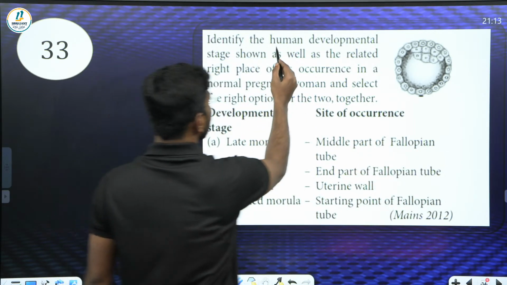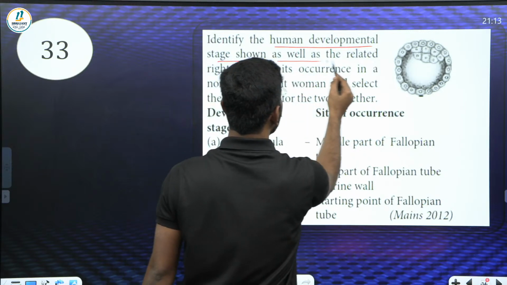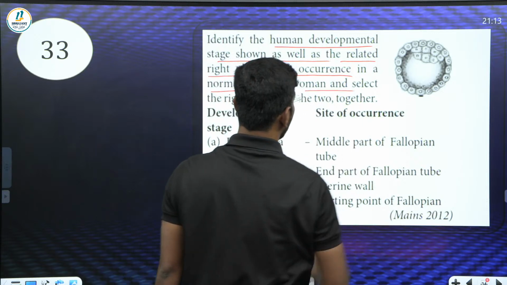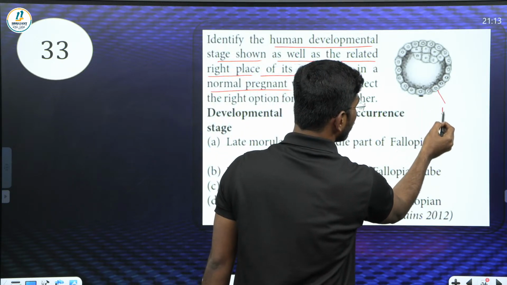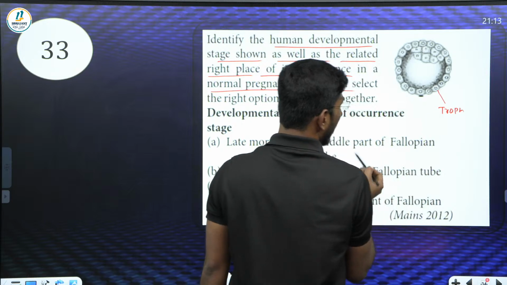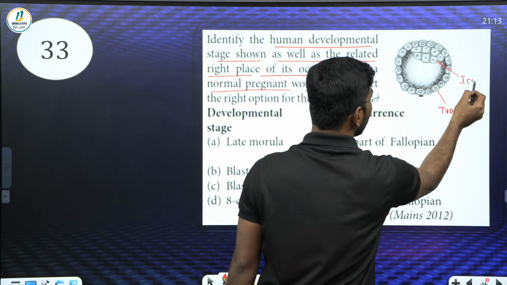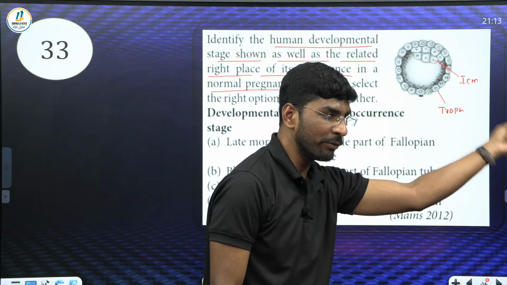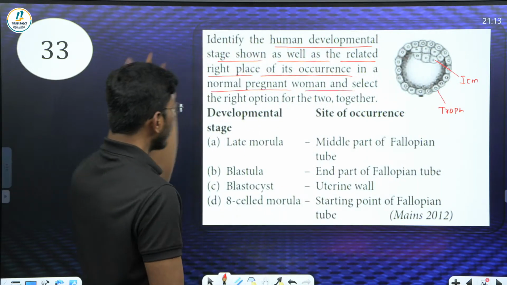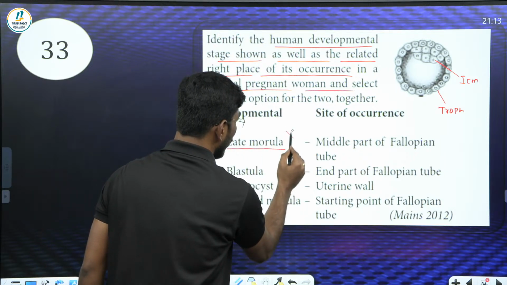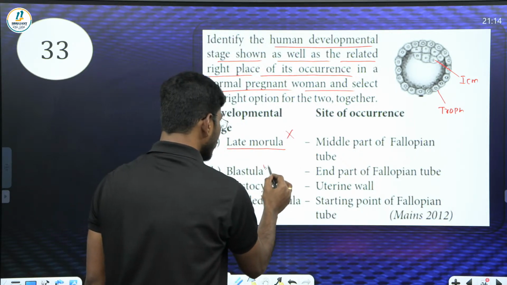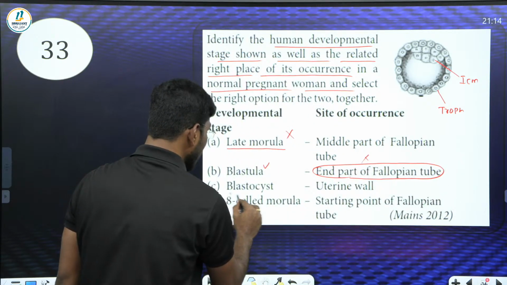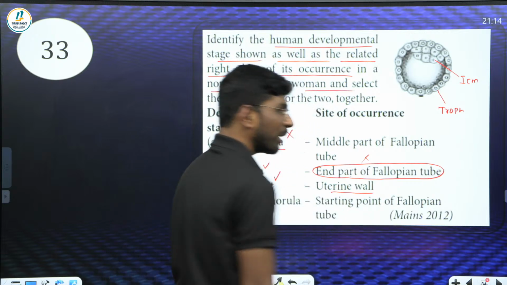Now, any one of you, identify the human development stage shown as well as the right place of occurrence in the normal pregnant woman. What about this? This is called trophoblast. This is called ICM, inner cell mass. The stage is called something and the location is something. Any one of you? Come on, try. Developmental stage. A late morula? No, this is not morula. Blastula? End part of fallopian tube? No, leave it. Blastocyst. Correct. Uterine wall. Am I correct, beta?